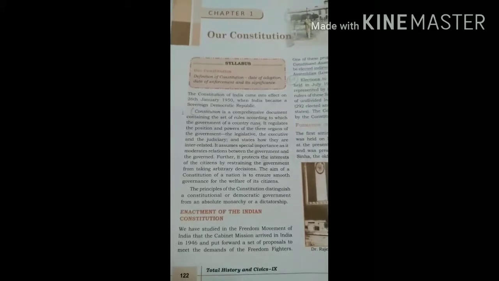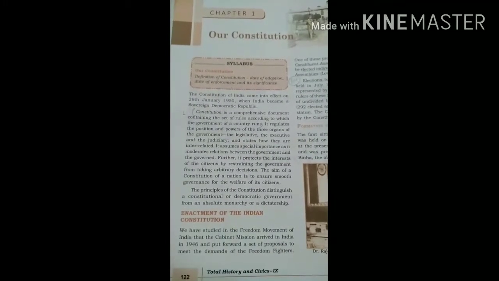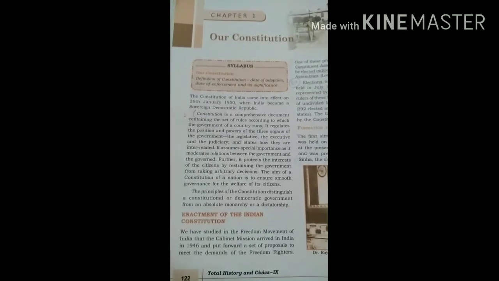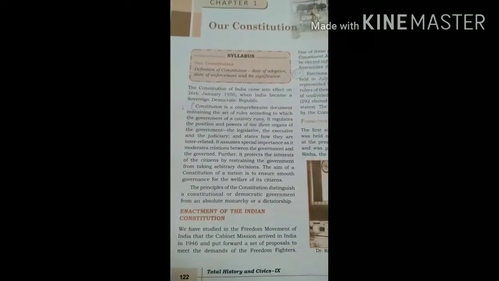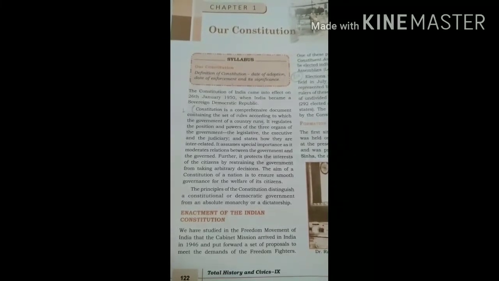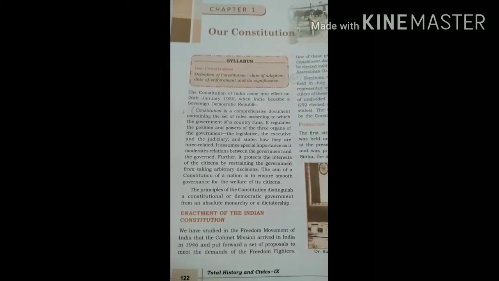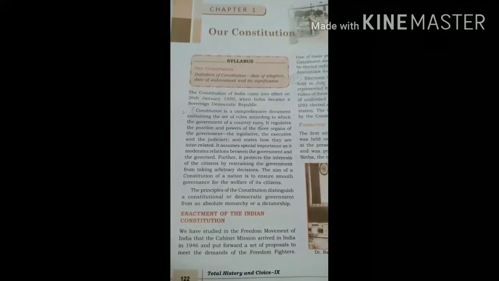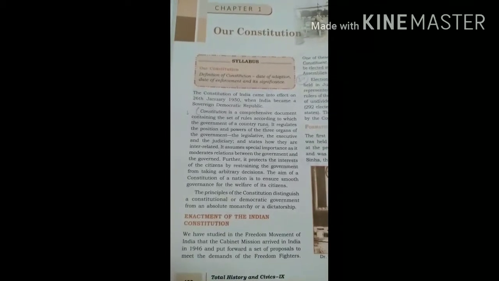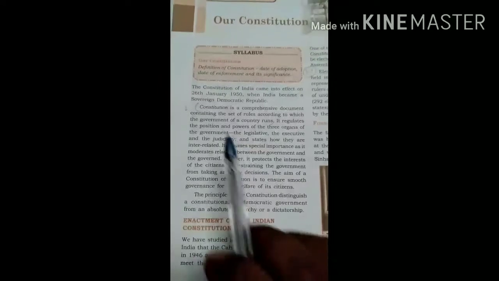Dear students, let us today start the civics portion, first chapter, that is chapter 1, our Constitution. In this chapter, we will basically talk about the Indian Constitution and its importance. So, students, let us begin the first paragraph.